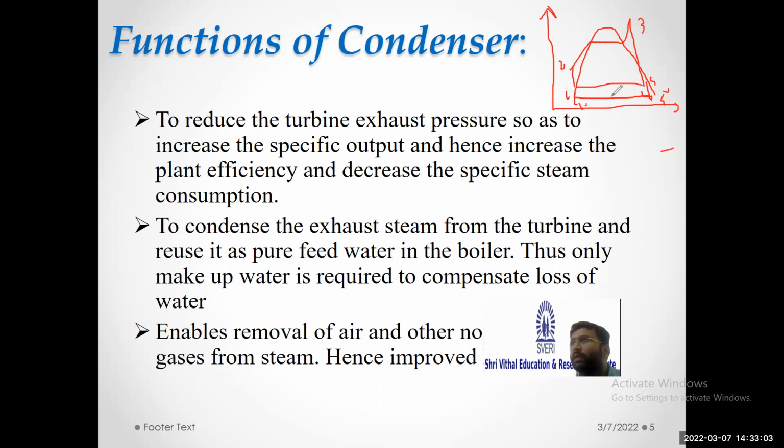So I am decreasing the condenser pressure. With decreasing condenser pressure, there is an increase in net work output. So this hatched region here is an increase in net work done, and thus an increase in efficiency. So reducing the pressure actually increases the work output.